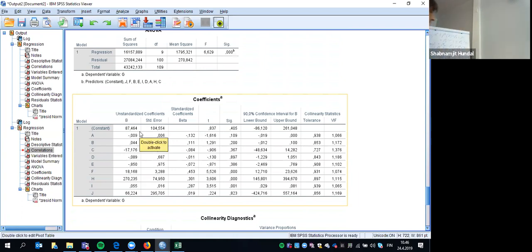Alpha is the constant term here. Look, the constant term we wrote here in the model. Maybe you can see it. You can try to show it.